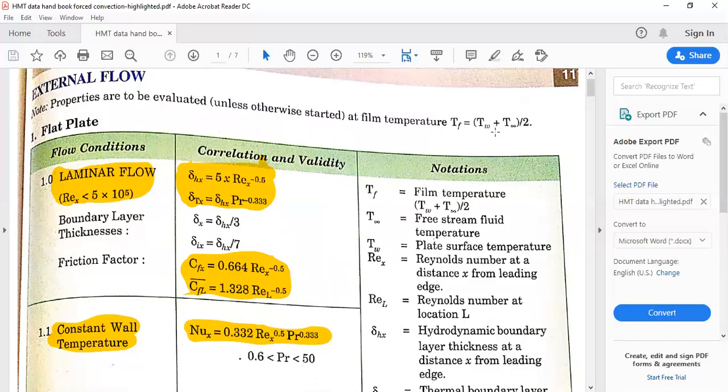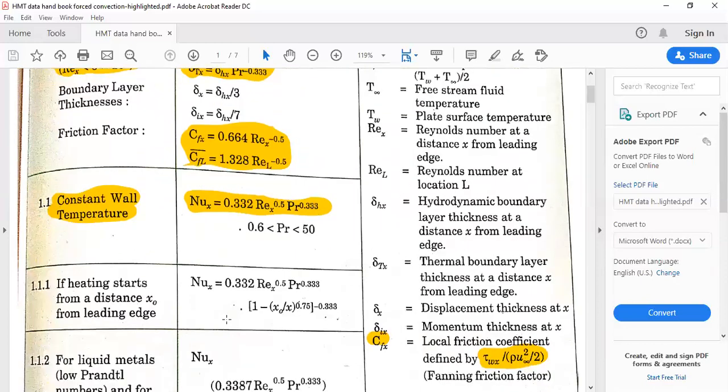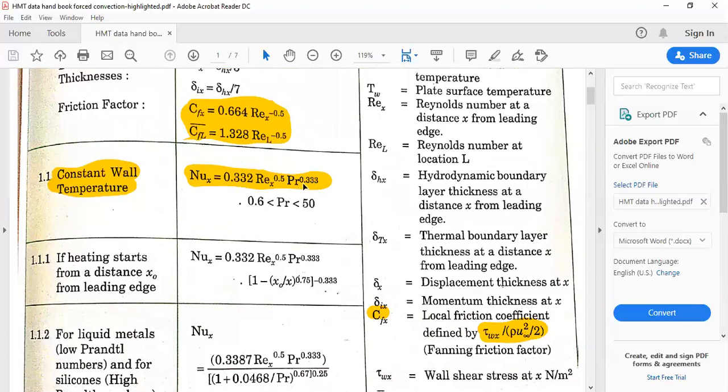So go there, get the properties of air. In that you will get the Prandtl number also. So get that value, substitute here and get the Nusselt number value. Once you get the Nusselt number, Nu is equal to h into characteristic length by k.